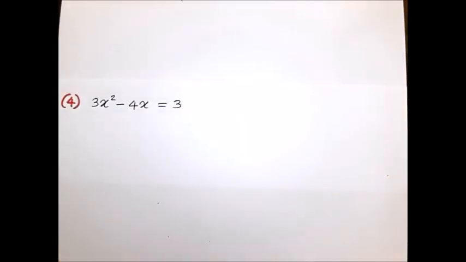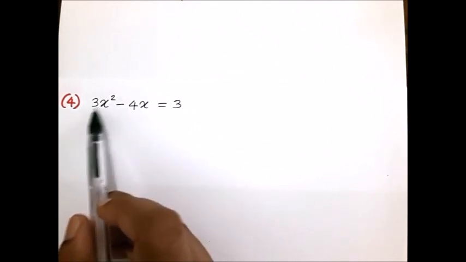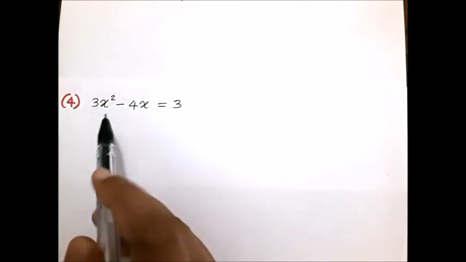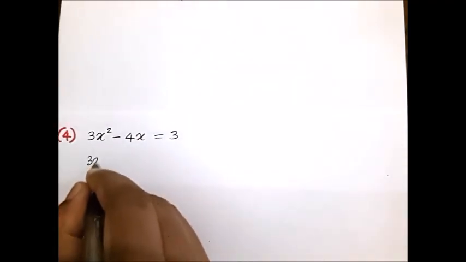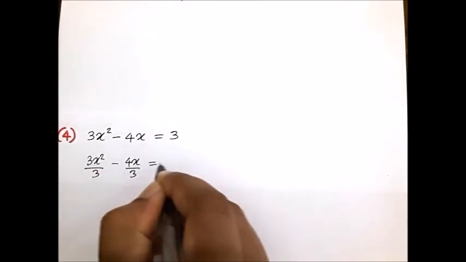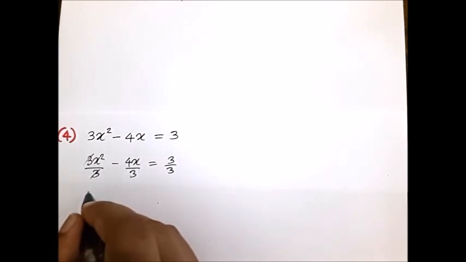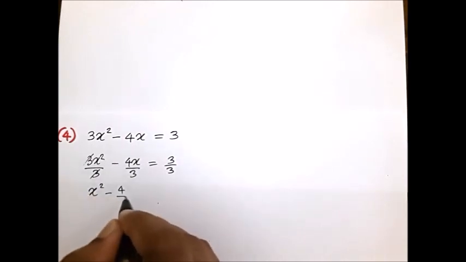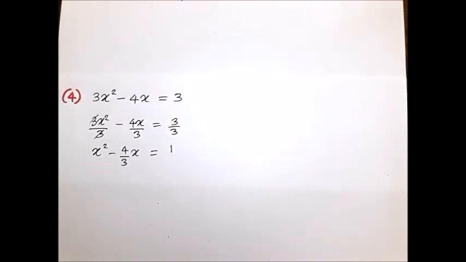Let's start the fourth example. Here the coefficient of x squared is 3. First you have to arrange the coefficient of x squared as 1. So divide each and every term by 3. Here they cancel, x squared remains, 4 over 3x, right hand side 1.